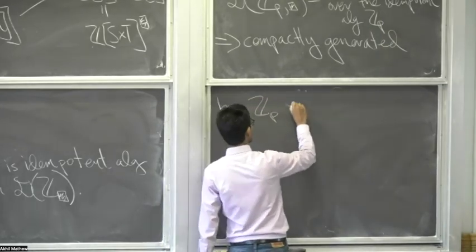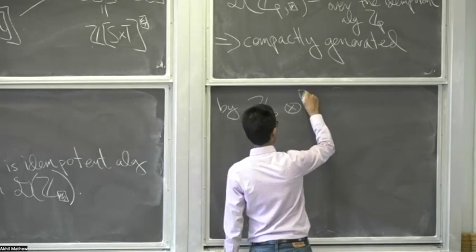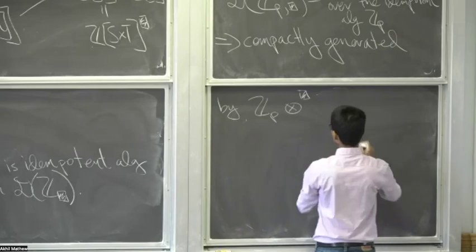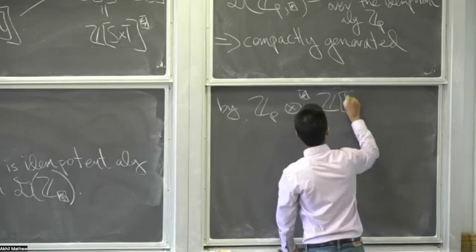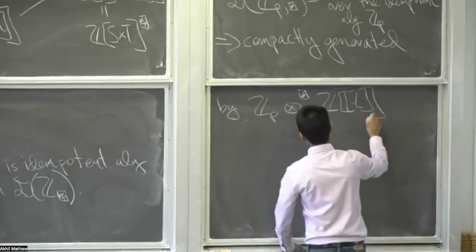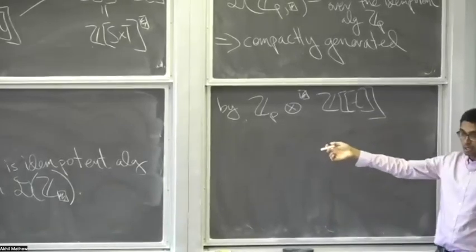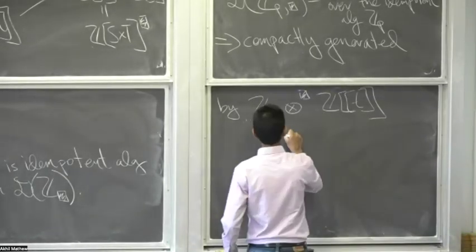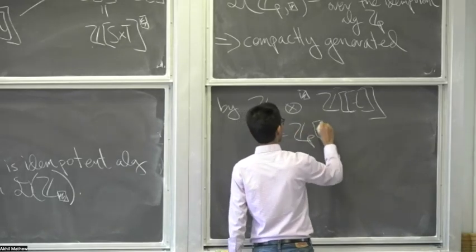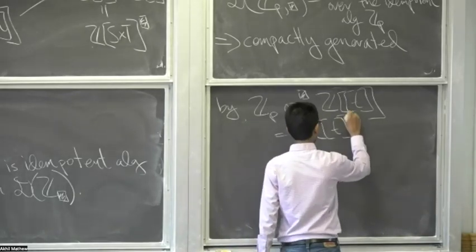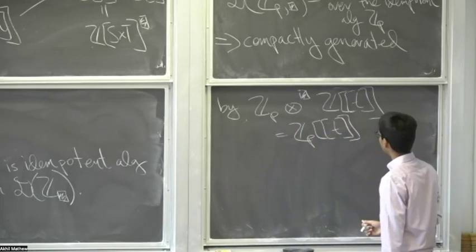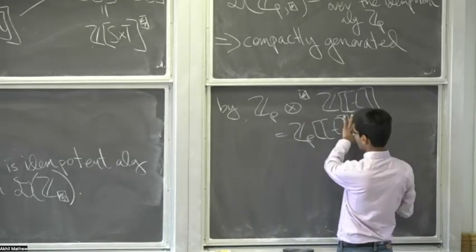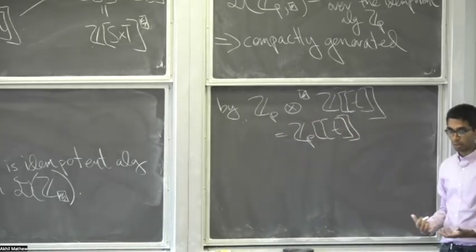Generated by ZP tensor, but again solid tensor, over this countable product, or related as a power series ring, Z brackets T. And again, using the description of CP over there, using the description of the solid tensor product and power series, this is ZP. I'm not thinking about the ring structure, so this is just as a ZP.